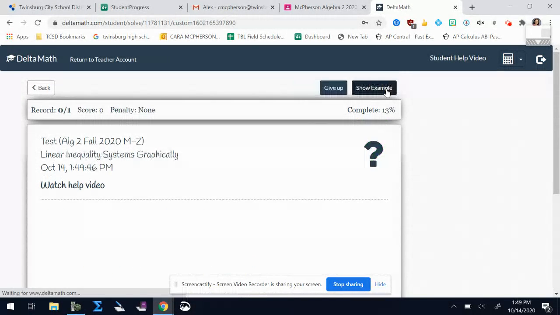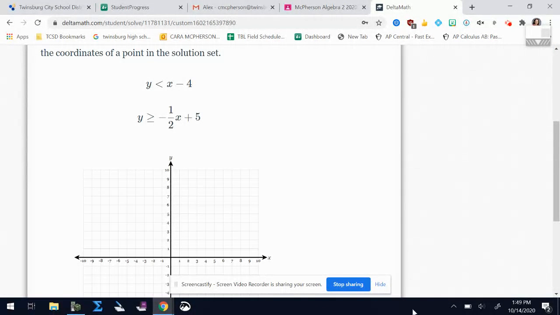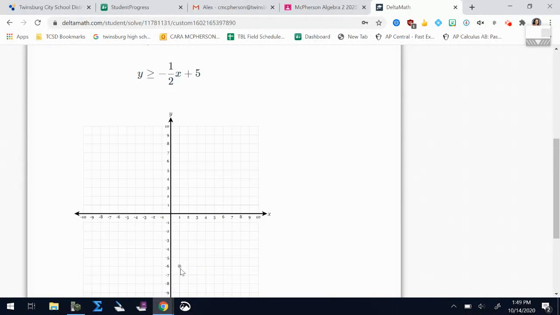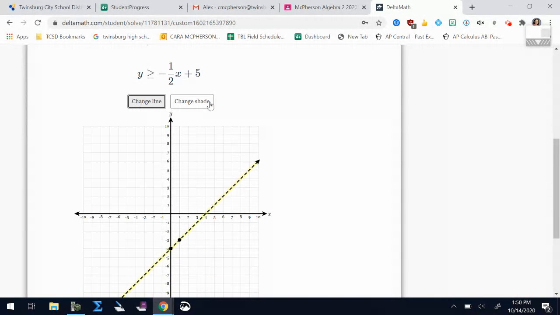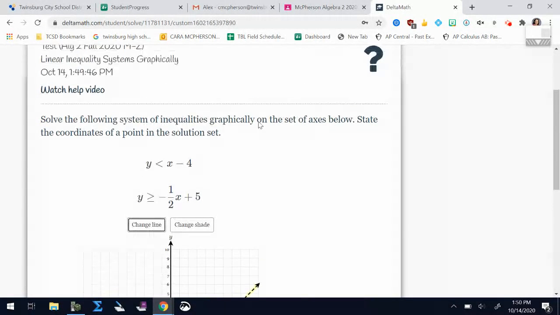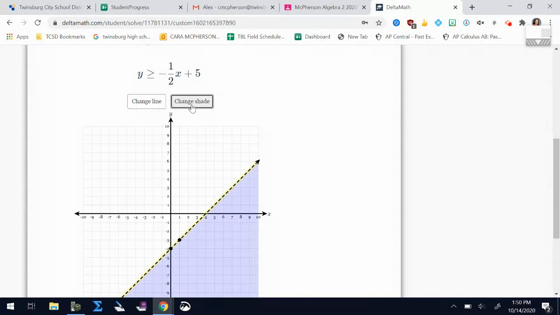All right, next one that you're going to be asked to do is you're going to be asked to graph. So when you're asked to graph, you're going to graph each one separately. These are in slope-intercept form. So I'm going to start at the y-intercept, which is negative 4. And then my slope is 1. So I'm going to go up 1 over 1. I'm going to change the line to a dotted line because it doesn't have the equal to, and I'm going to shade underneath. There we go.